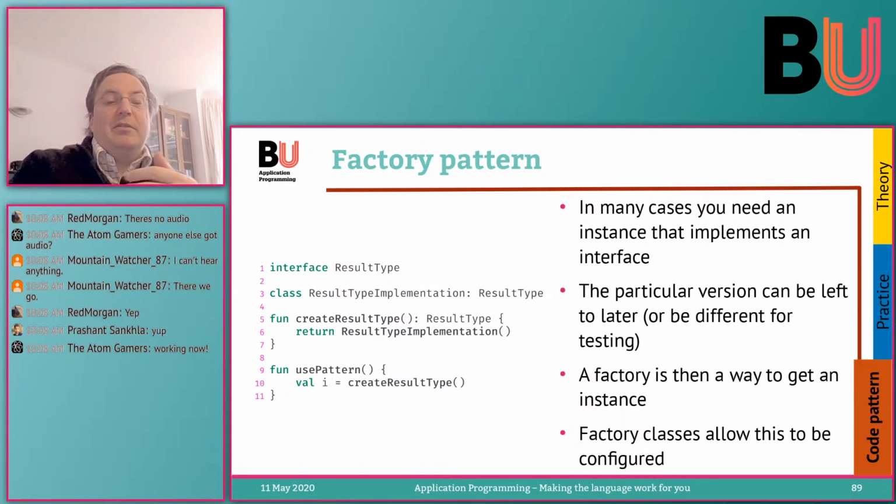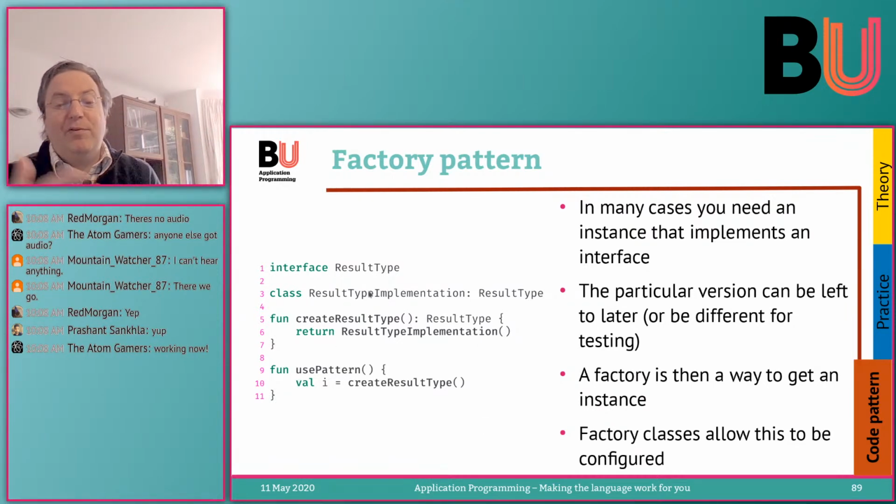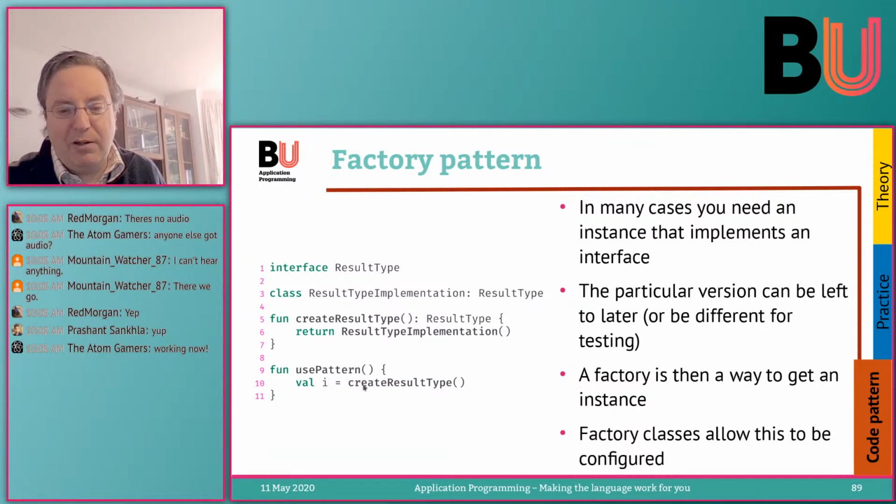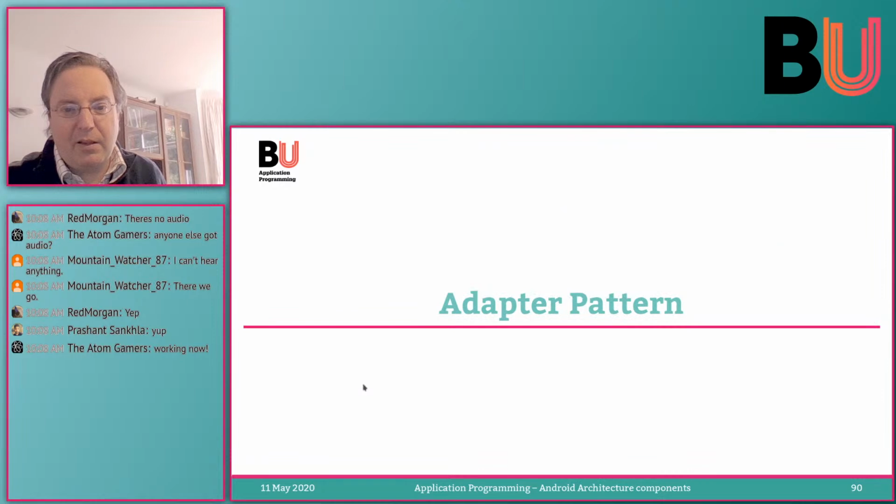If you want to create an interface of type result type, you can then say, okay, create the result type function that will actually give you the implementation. The implementation can be private to the file that provides the factory. In this case, it's not, but it could be. And then when you use it, you just get an instance of a result type interface by calling the function. You don't get to decide the implementation. Factories are quite common.